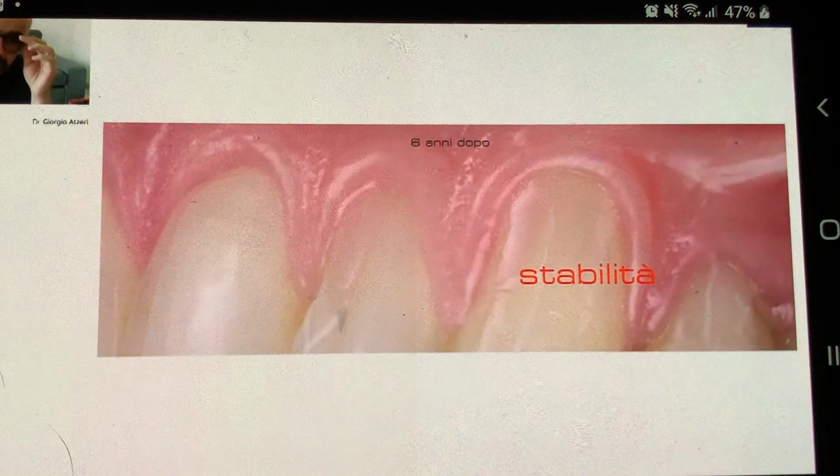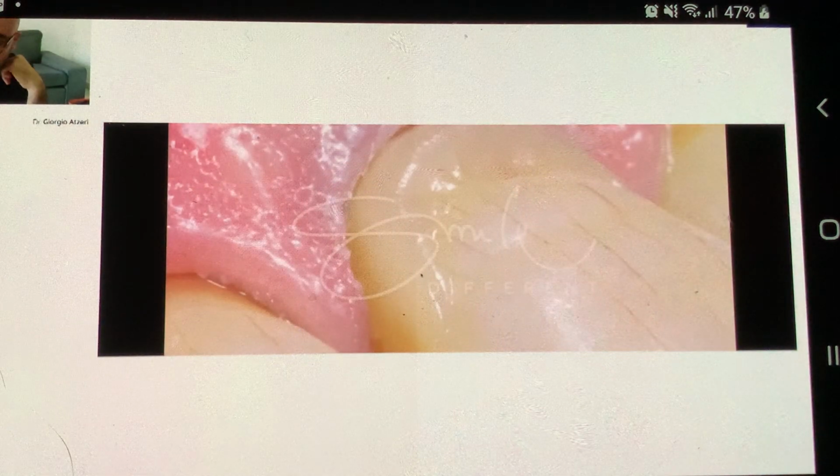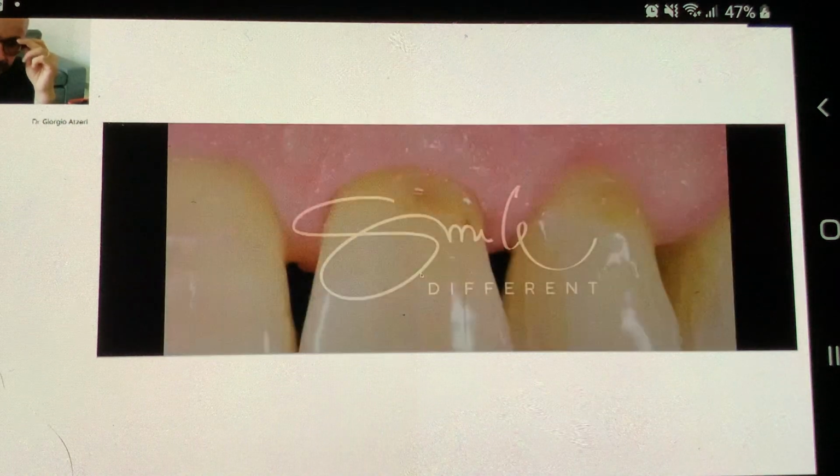So this is what we must do. We have to try and induce these improvements, these thickenings, and we can do this through a technique that I'm going to show you now in this video.